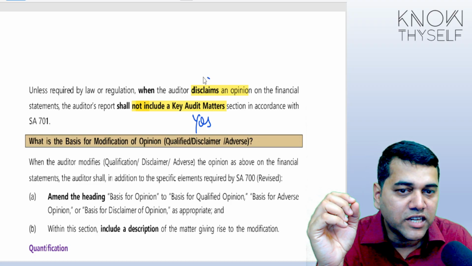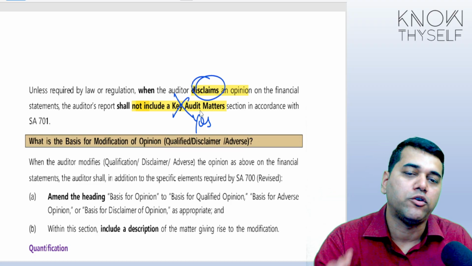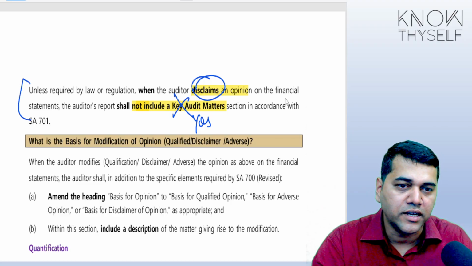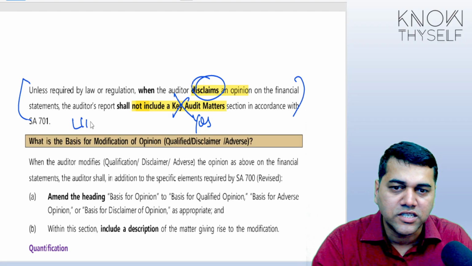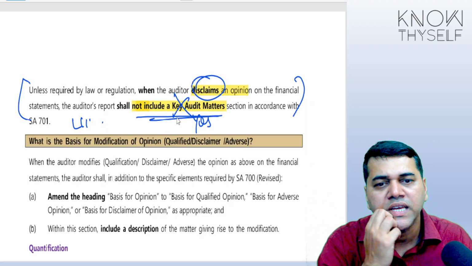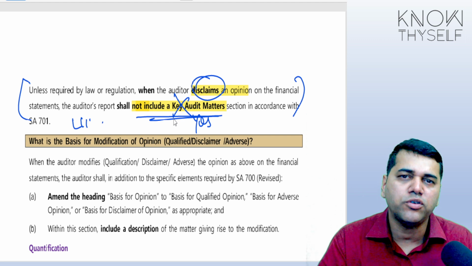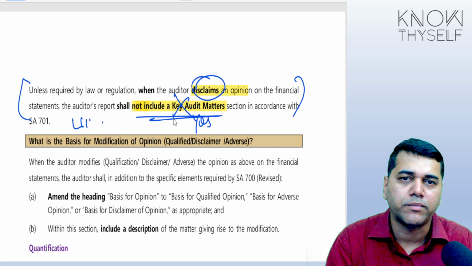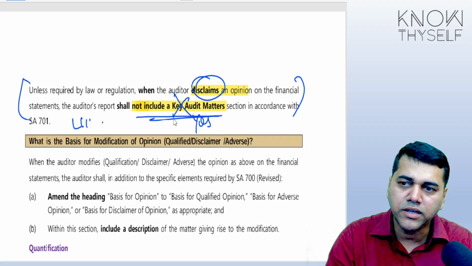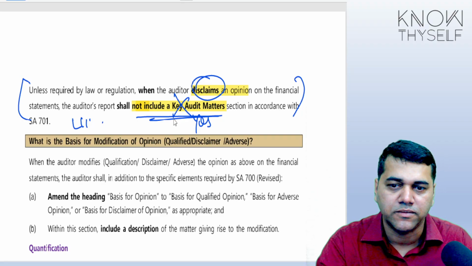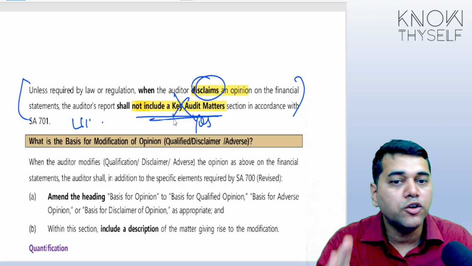But when you are giving a disclaimer of opinion, you should not include key audit matter. This is one of the paras they had given. So I can bring that illustration, some 12 question here. You should not include key audit matter. Why? Answer is very simple. Because you have never audited, then how can you tell key audit matter? Key audit matter is something where you have paid significant attention. Okay, so we are done with the opinion paragraph.